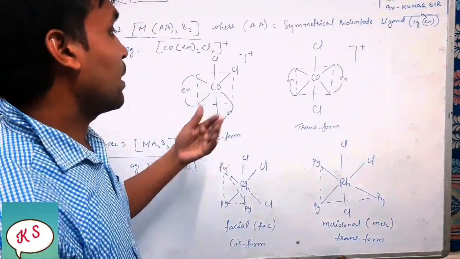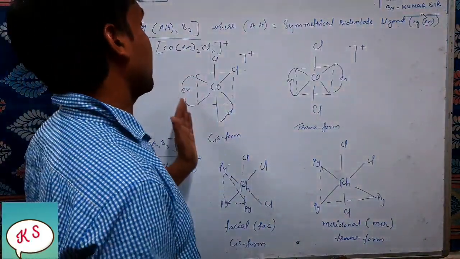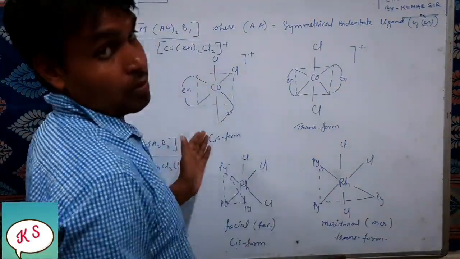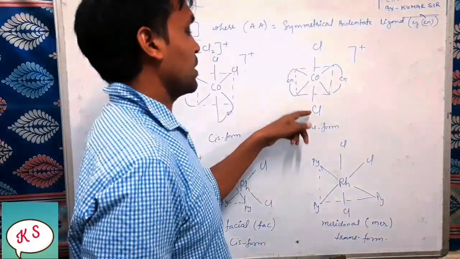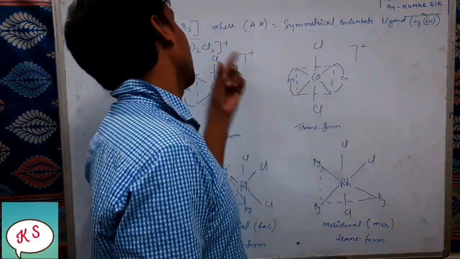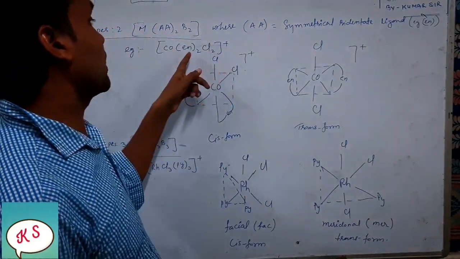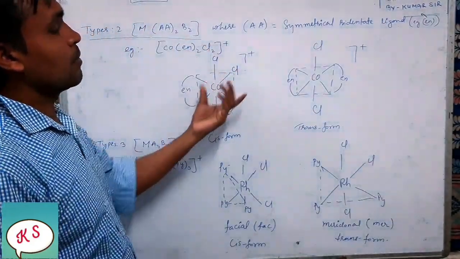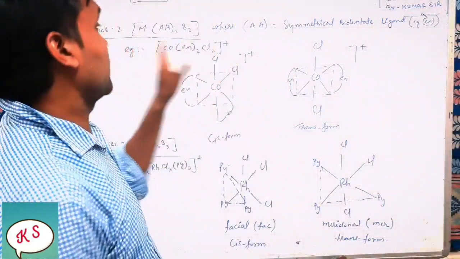This is cis form. Now trans form, en will be exactly opposite to each other. Cl also will be opposite to each other. So Cl opposite to Cl, en opposite to en. You got it or not? The same method will be used in any compound. Here let it be anything, but the same method we are going to follow.